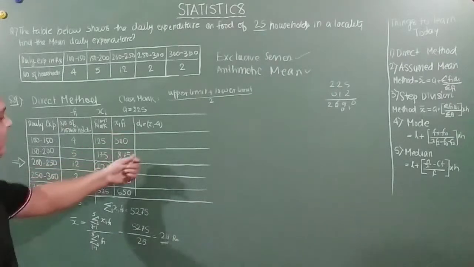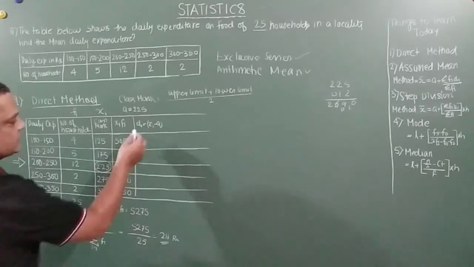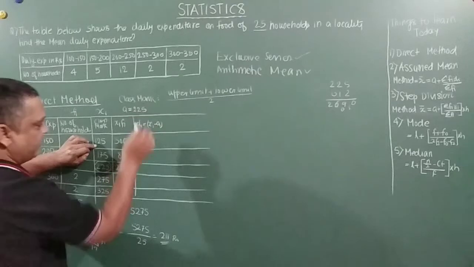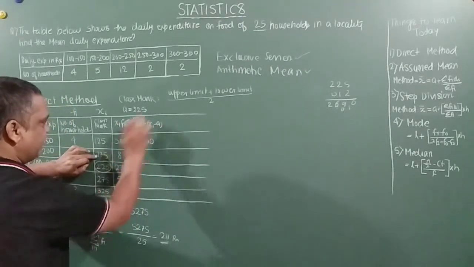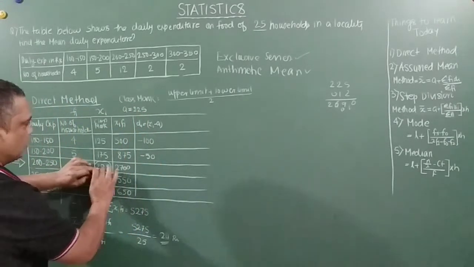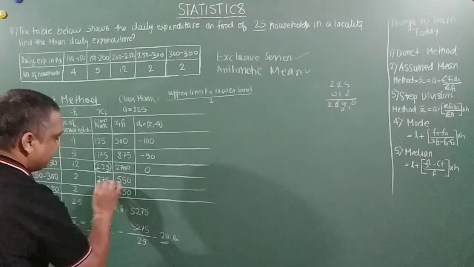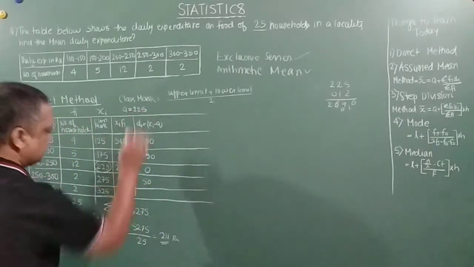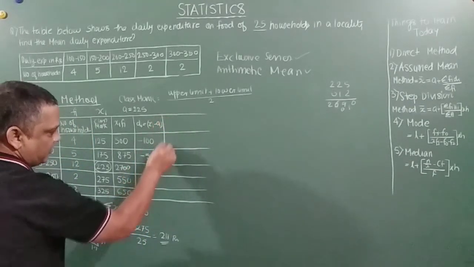Now for every value of xi we will find this, right? So this column is di, so xi minus this, that is 125 minus 225, which gives us minus 100, right? 175 minus 225 gives us minus 50, correct? 225 minus 225 gives me 0. 275 minus 225 gives me 50, and this gives me 100, right? So I have got one more column now.